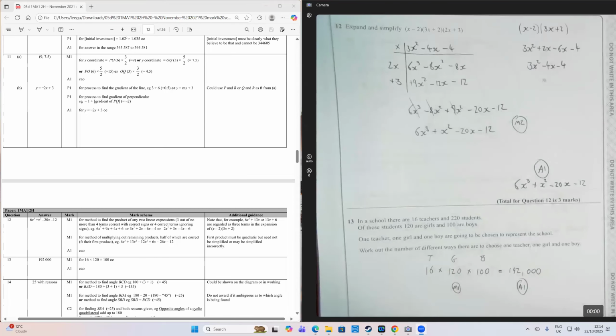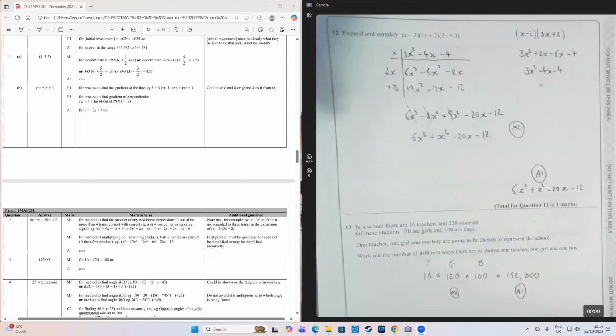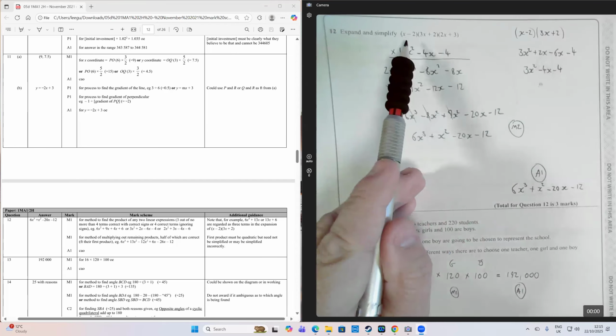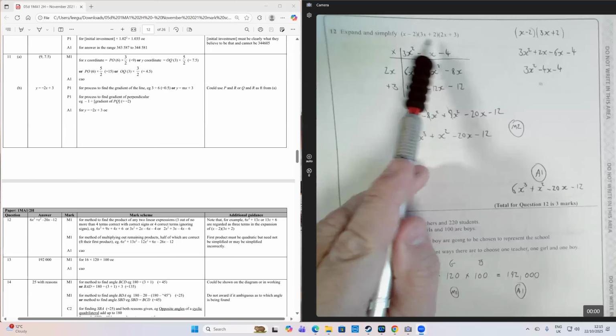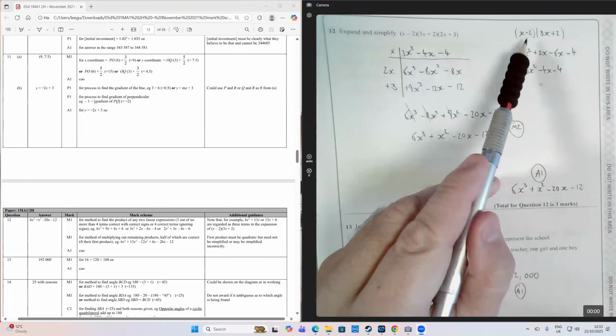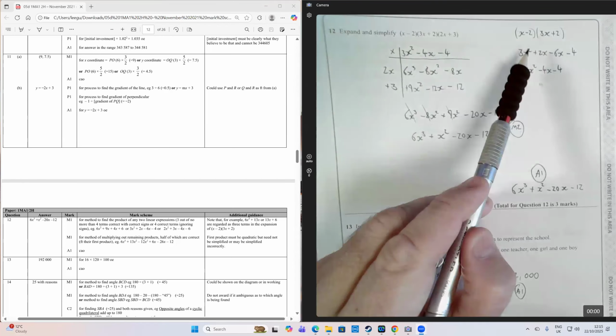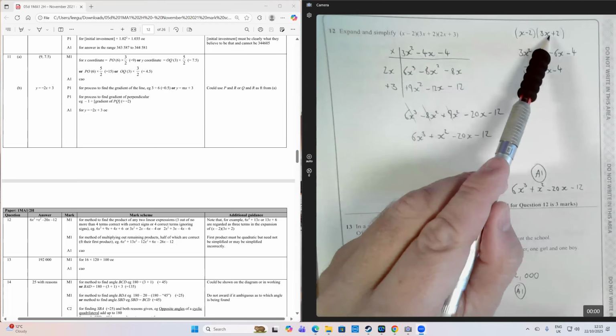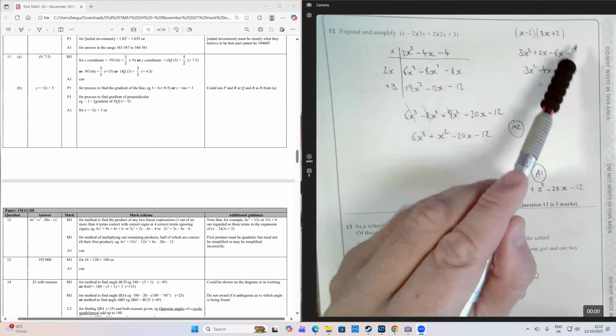Next one. Oh, something nice. Here we go. Question 12: expand this triple bracket. What I like to do for expanding triple brackets is first pick the first 2 and expand them. You can just do that in any way you like. So I've done that one times that one gives that one, that one times that one gives that one, that one times that one gives that one, and that one times that one gives that one.